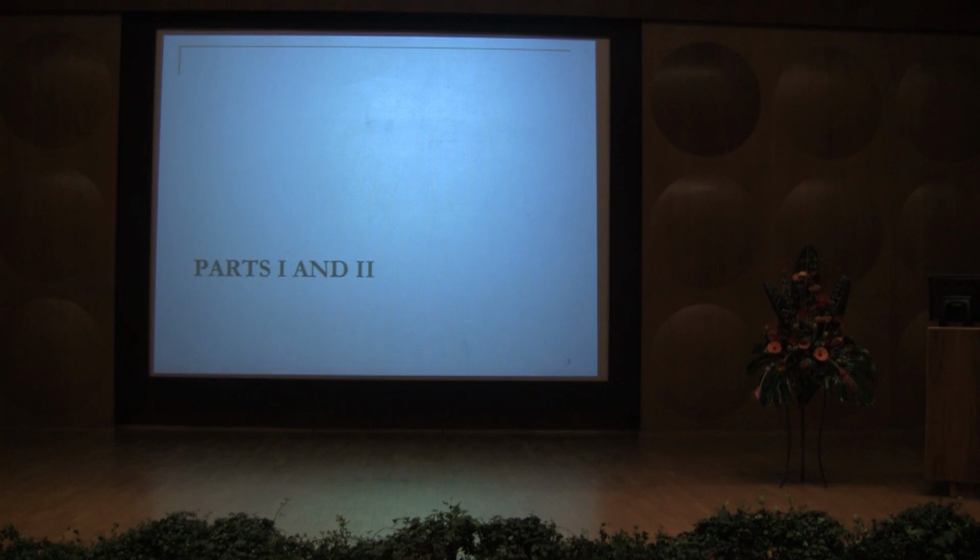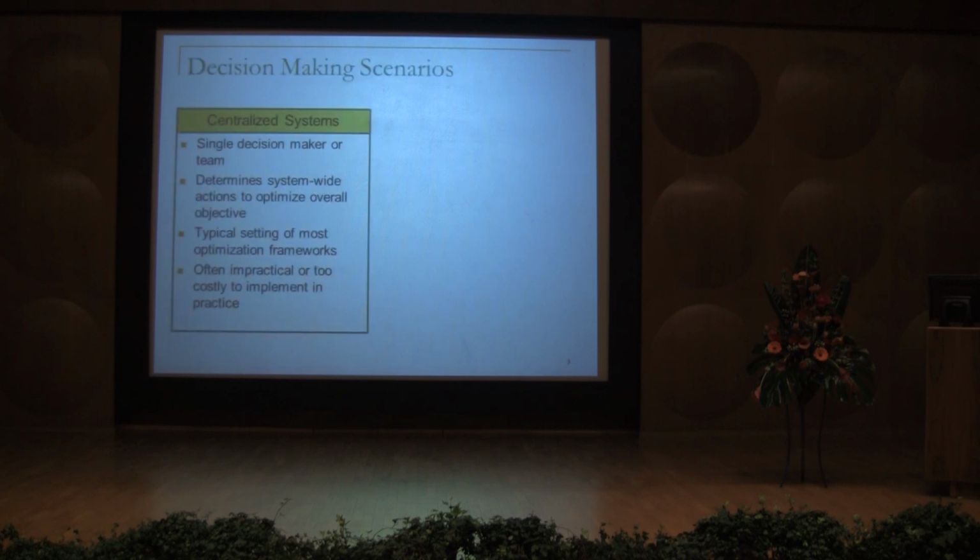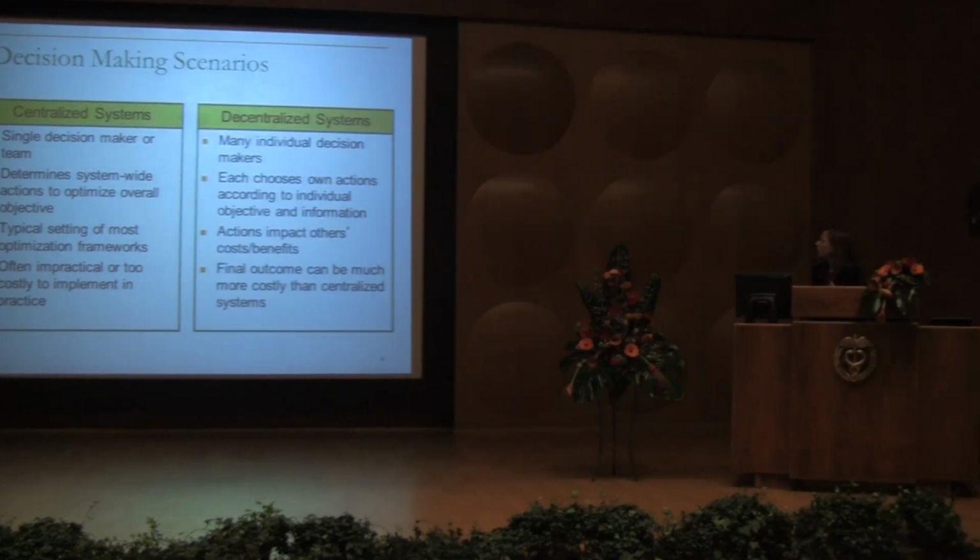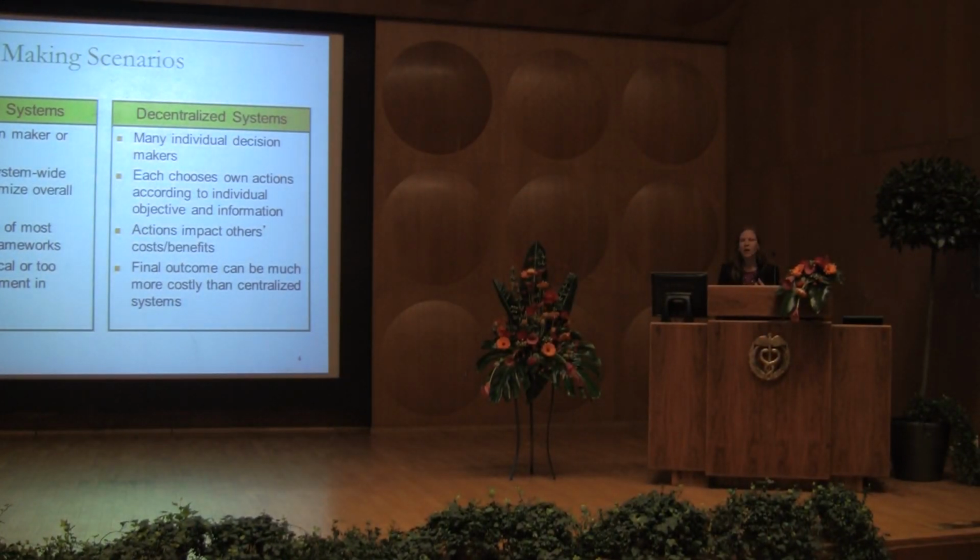In parts 1 and 2, we are specifically concerned with this idea of decentralized beneficiary systems. In contrast to what we might think about as a centralized system with a single decision maker, a commercial supply chain where there's an actor that can determine a system-wide policy to optimize an overall objective, in the humanitarian setting in particular, we're dealing with decentralized decision making. And we've heard this on the part of many of our speakers earlier today. There are many individual decision makers or agencies that are acting in this sphere. Each chooses its own actions according to individual objectives and the level of information that's available at the time. But these actions definitely impact the costs and benefits of the system as a whole.